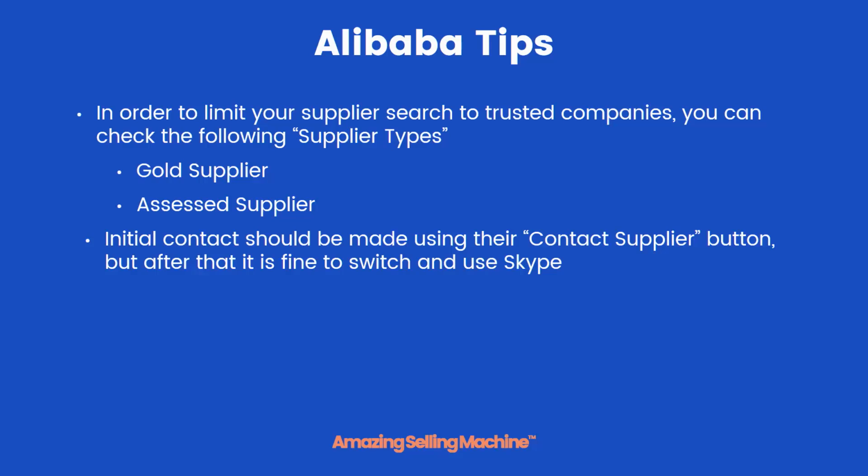And finally, initial contact should be made using the Contact Supplier button built inside of Alibaba.com, and we'll see that shortly. But after you do that, if they want to switch over and start using Skype and you want to do that, it's absolutely normal and totally fine, and much easier, because it's easier to have a real conversation back and forth without having to always send an email and wait for a reply.